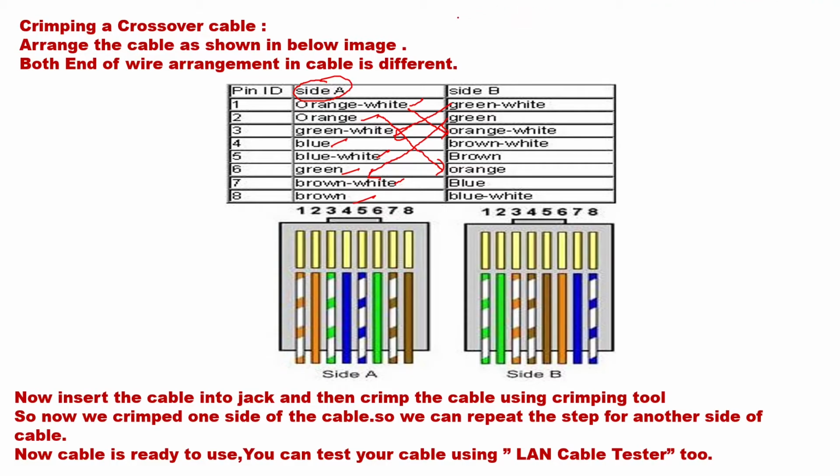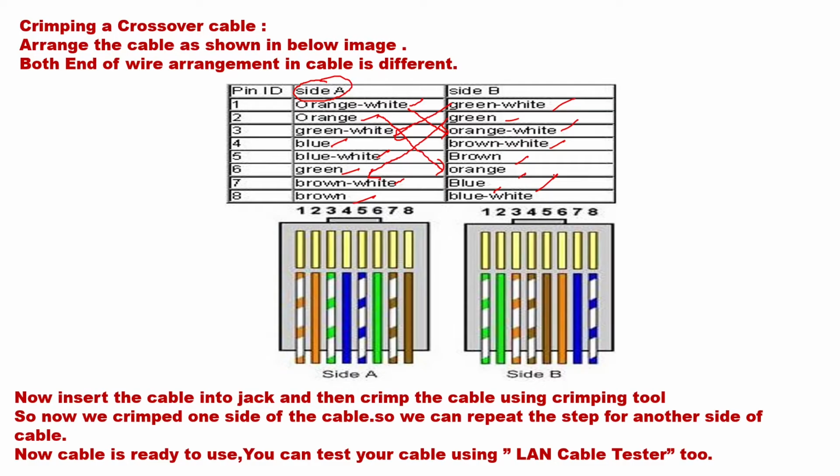So side B, you can see here side B, the first you are having as green white, then green, then orange white, brown, orange, blue, and blue white. So with this way, you are just making the both sides exchanging pin number 1 and pin number 3, pin number 2 and pin number 6, so that the transmitting and receiving points on both sides are clear. So one point which is going to transmit will receive on the other side, and the point which is going to transmit on the other side will receive on the first side.